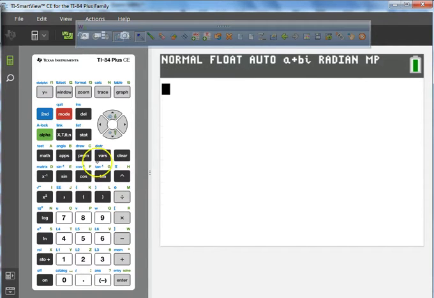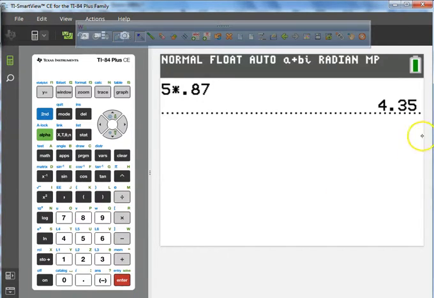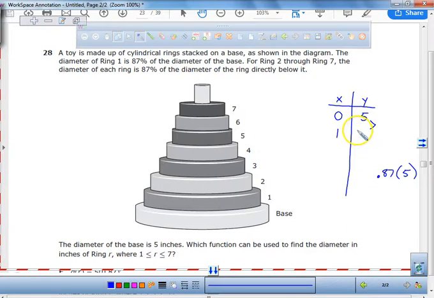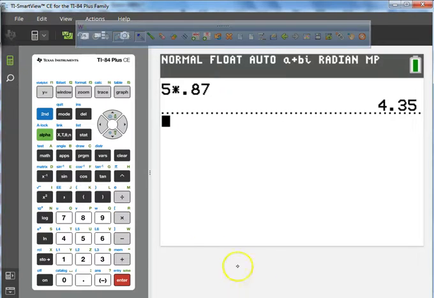So let's do that. 5 times 0.87, right? What do you get? 4.35. So that first ring right there is going to be 4.35. Then the second ring is going to be 87% of that. So what do I have to do? Take 4.35 and multiply by 0.87.